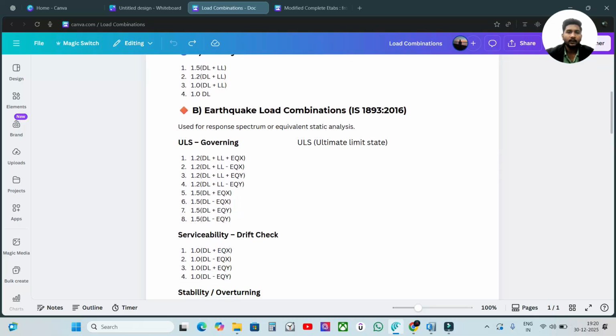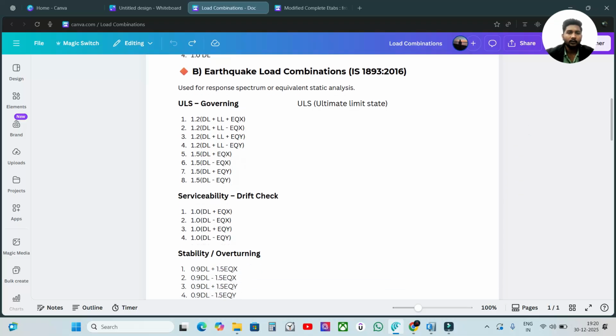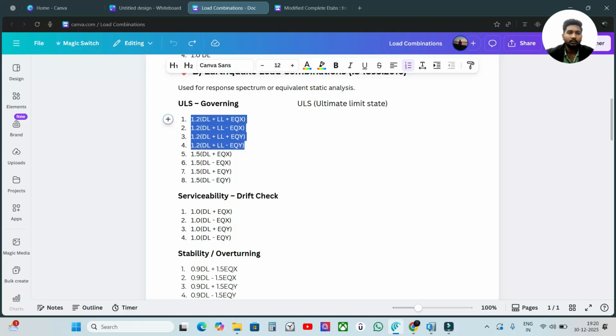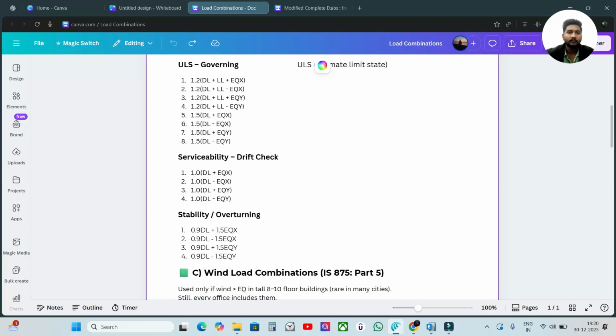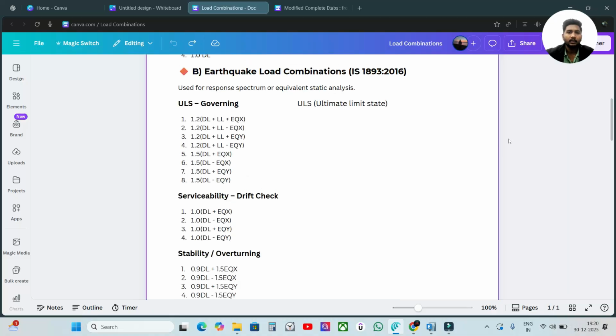Then we see the earthquake load combinations as per IS 1893 2016, which are used for the response spectrum or the equivalent static analysis. These are the ULS governing. ULS means the ultimate limit state method that we use in RCC. Based on that, we generally deal with this type of load combination. That is 1.2 dead load plus live load plus earthquake in X, 1.2 times dead load plus live load minus earthquake in X. All these plus X and minus X are taken here. These are some of the governing ultimate limit state combinations that we use for the earthquake load combinations.